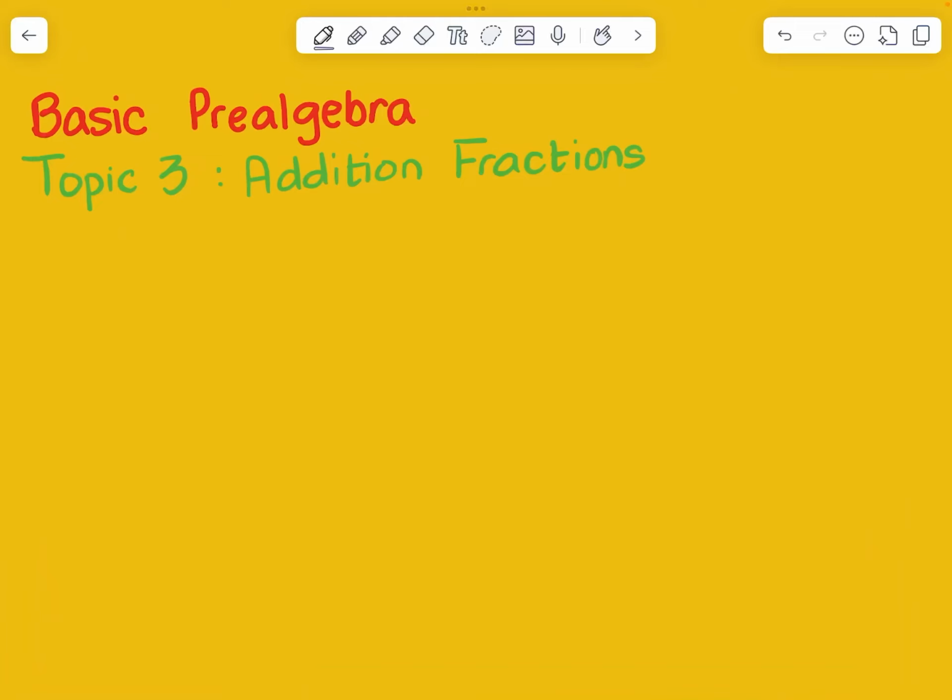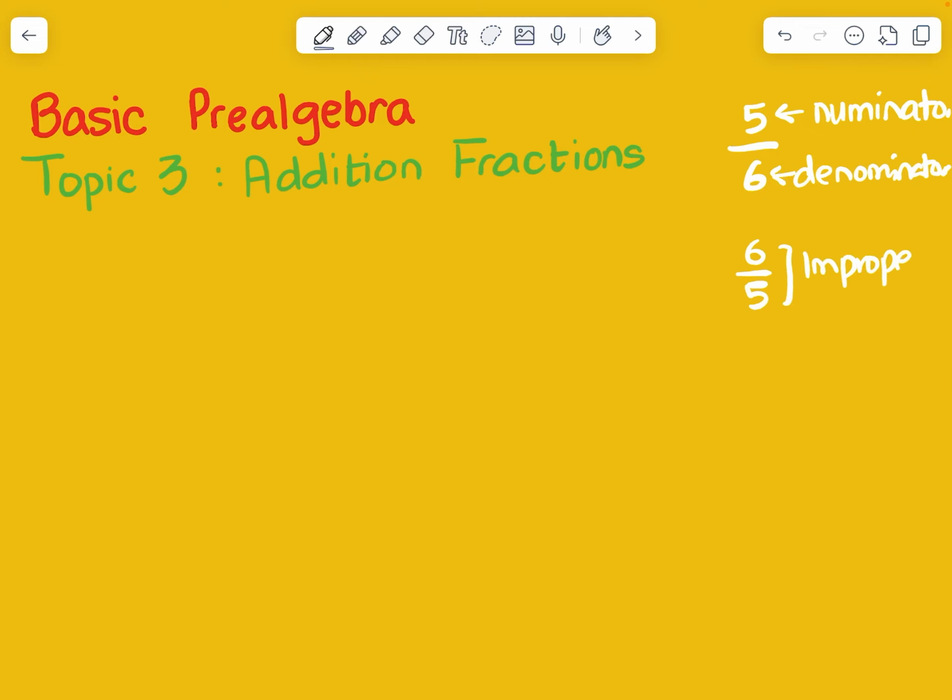In this series of basic pre-algebra, we'll cover topic number 3, which is addition of fractions. A couple of things to know about a fraction: for instance, if you were given 5 over 6, the top part is called the numerator, and the bottom part is called the denominator. Now, if a fraction is, for instance, 6 over 5, where the numerator, the top part, is bigger than the denominator, this is called an improper fraction.